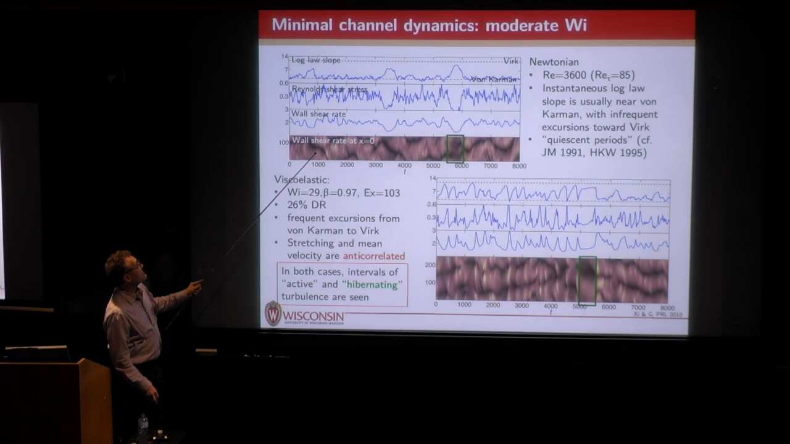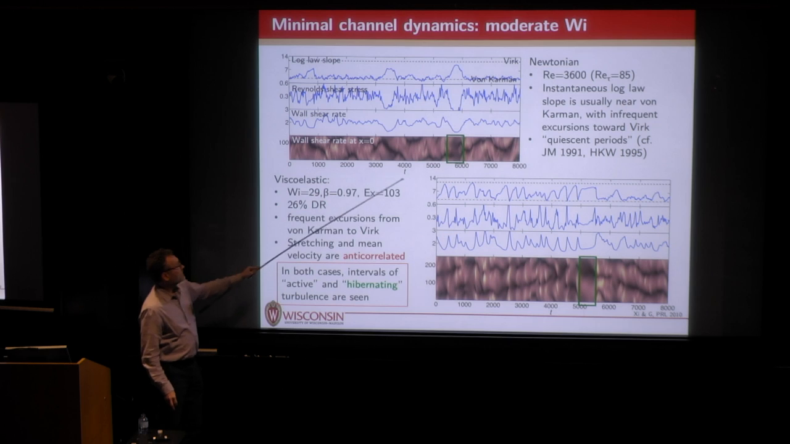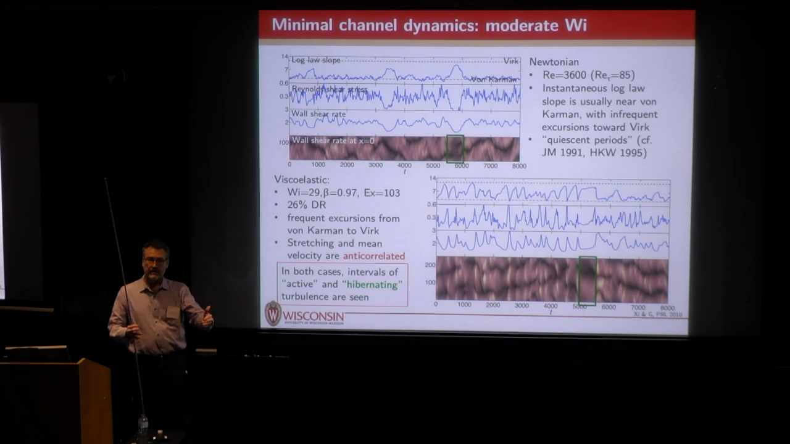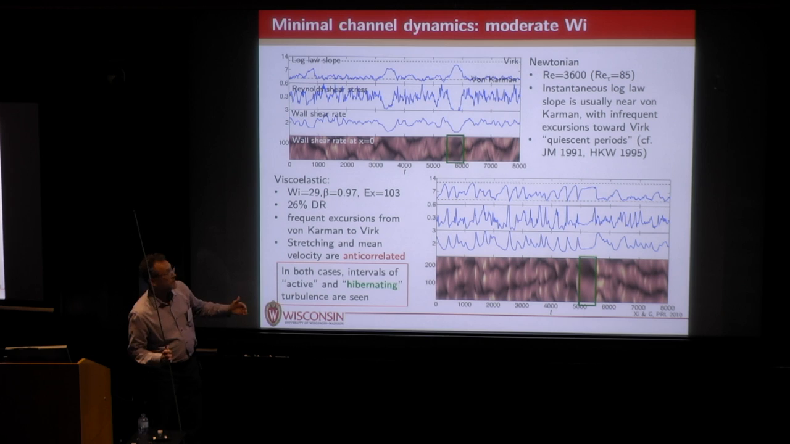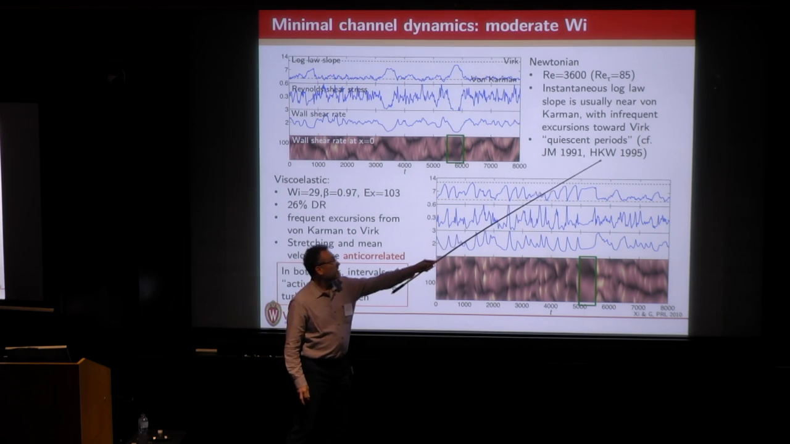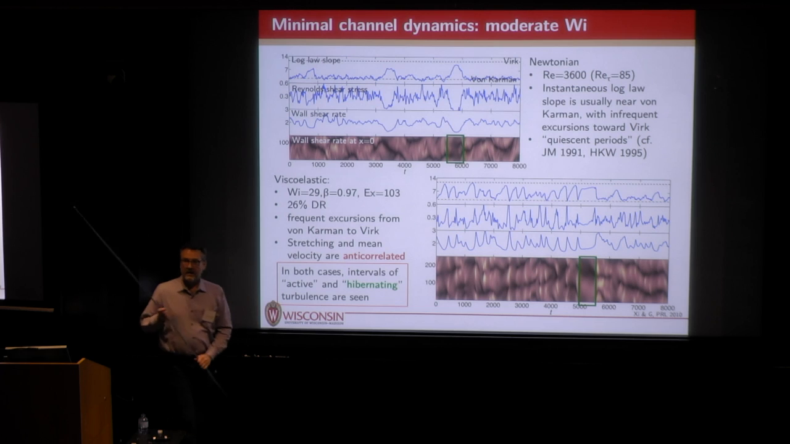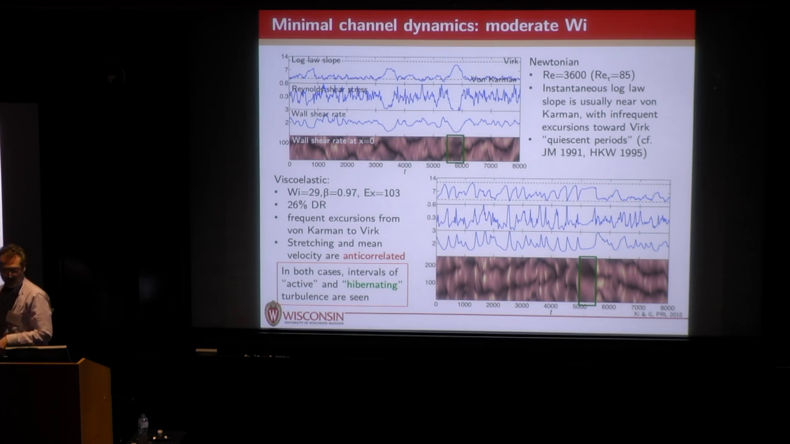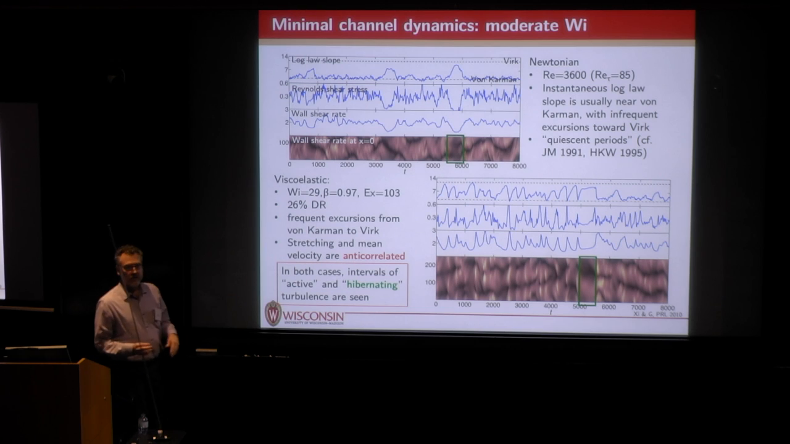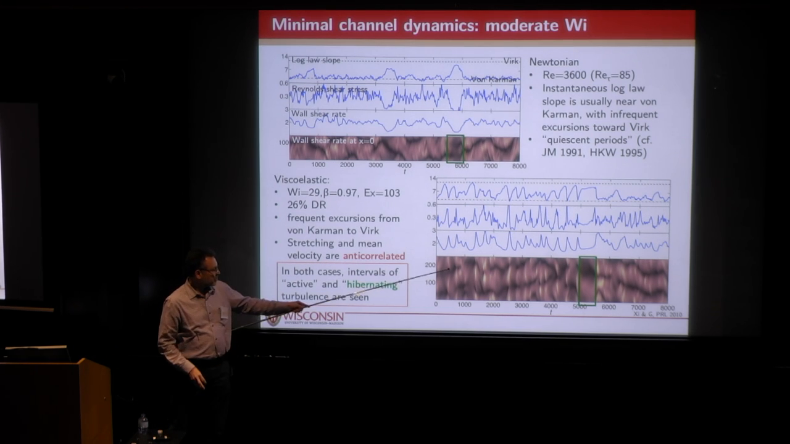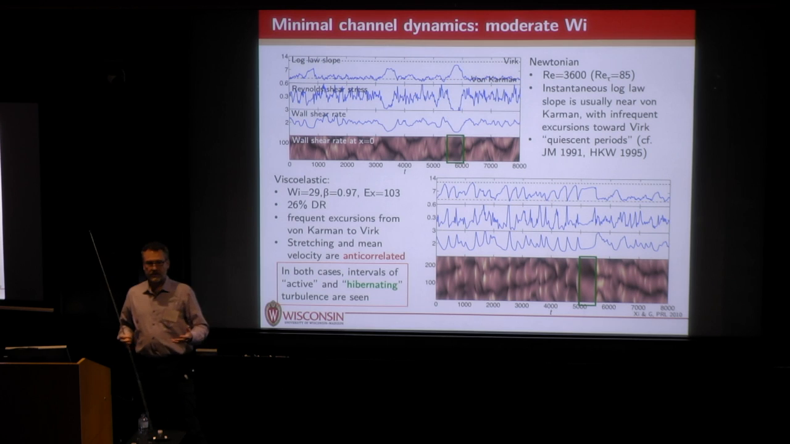Interestingly, even in the Newtonian case, every once in a while you'll see one of those low drag, very quiescent intervals. And actually, Fabian Wolleff is here. He's the W in that paper there. This had been observed in other simulations in minimal channels. So at these low Reynolds numbers, you have this intermittency that becomes much more pronounced in the presence of polymer.